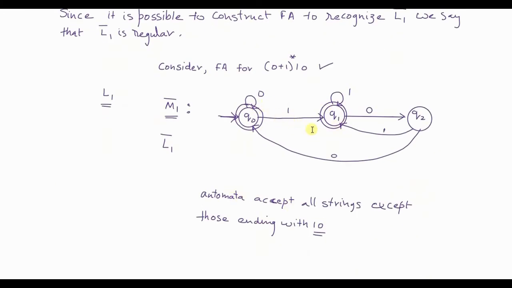This is the automata that we have designed to accept L1 bar. Okay, L1 bar is exactly the complement of L1. We had already drawn automata for L1. This is the automata for L1 earlier. Then we drew automata for M1 bar. M1 bar was an automata for the language L1 bar. So since it is possible to draw automata for L1 bar, L1 bar itself should be regular.